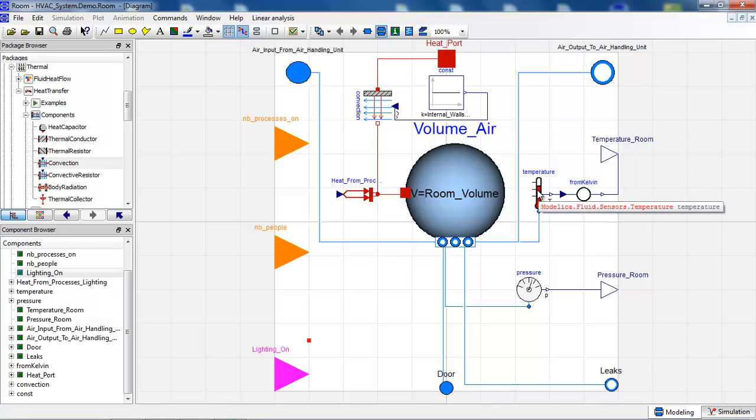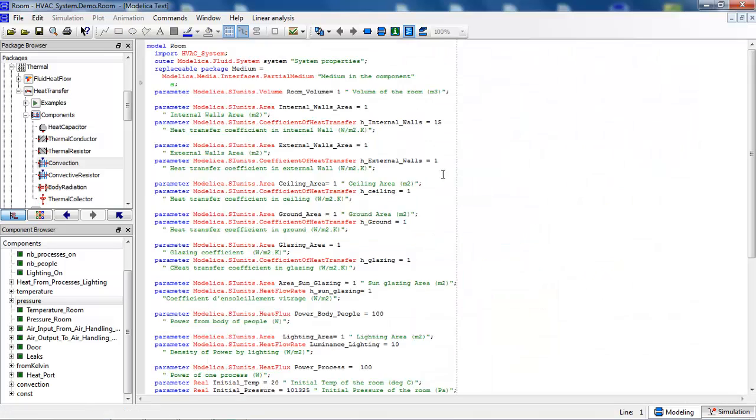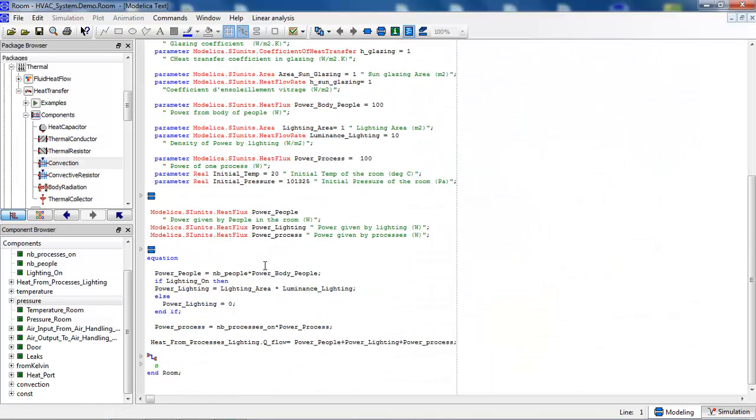I also have a sensor of temperature to measure the temperature in my room, and the same to measure the pressure in my room. I can show you here some equations that I wrote by hand to define the power given by people's bodies in the room, the power given by lighting, or the power given by the processes in the room.